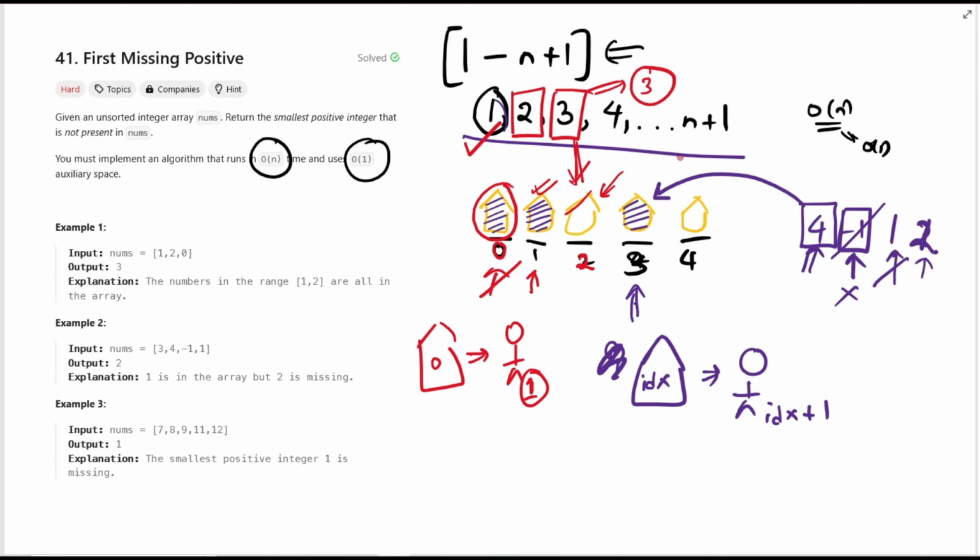I hope that you understand the intuition behind this. Of course, now we will see how to get this, how to mark these houses and so on.